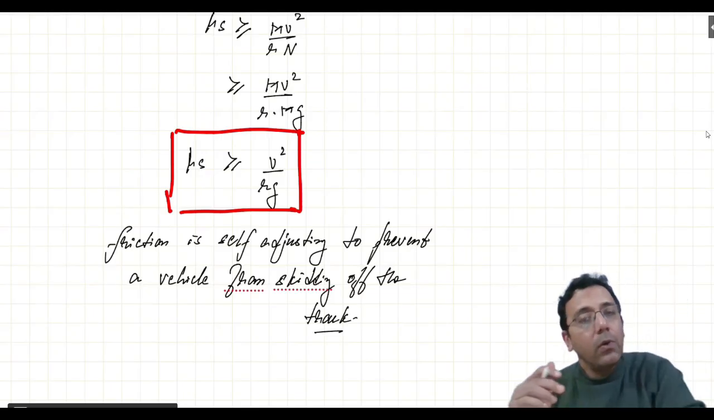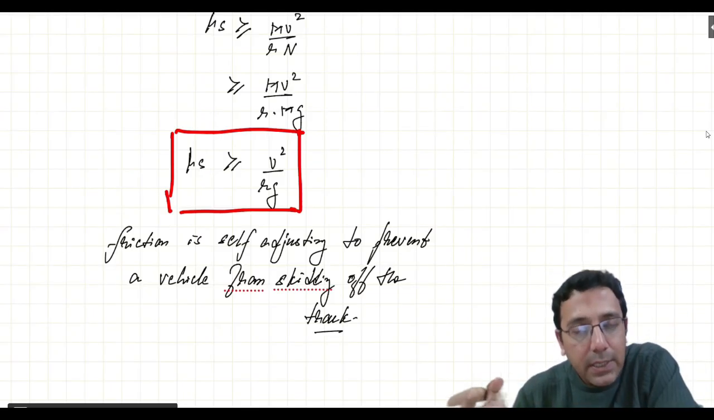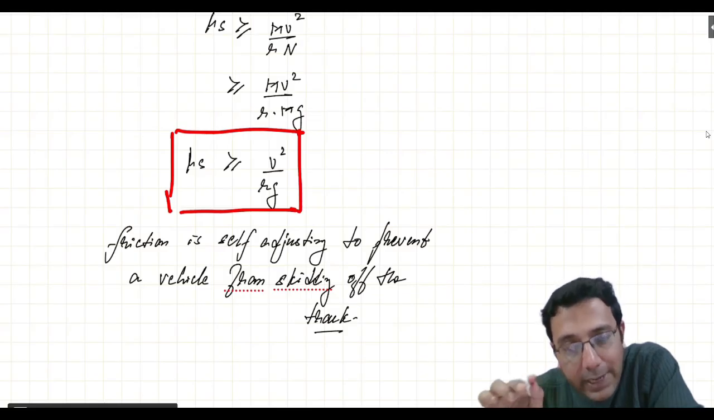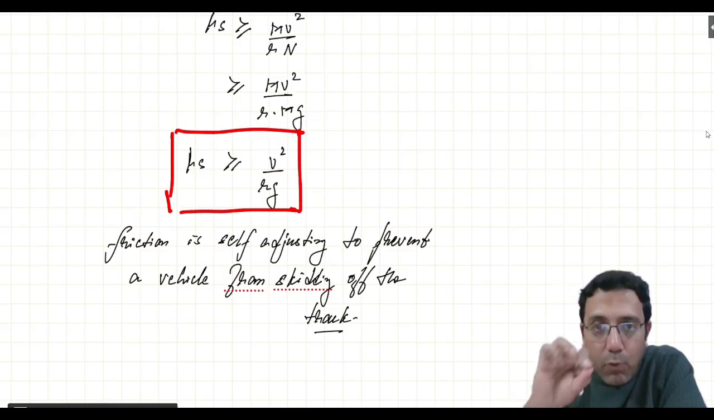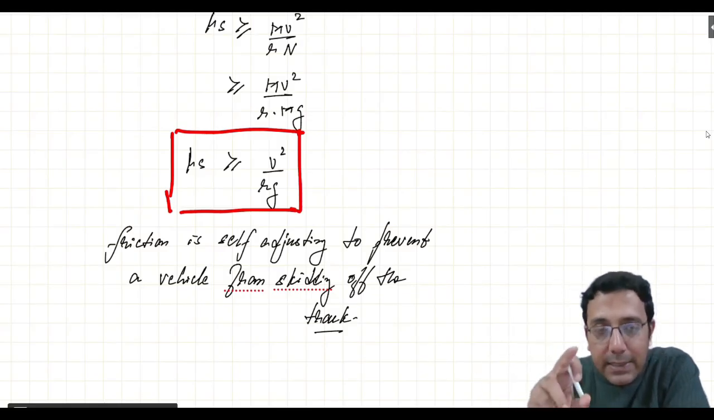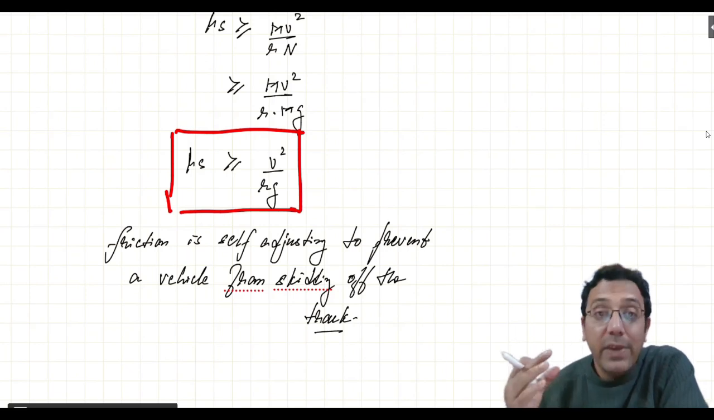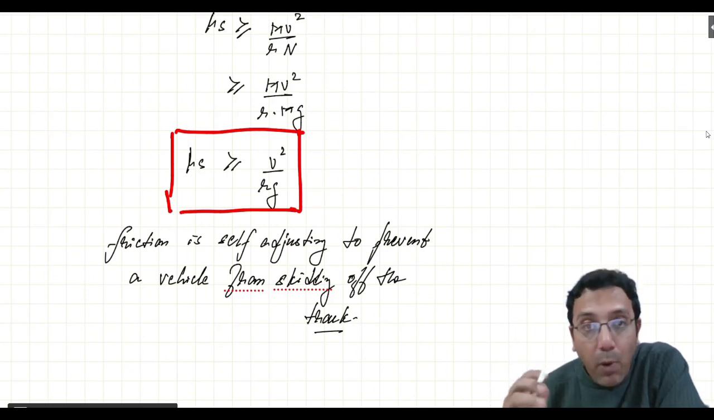But friction alone is not always sufficient. The body is moving in a circular path, and it is trying to take a turn with a velocity v. The body is not skidding.